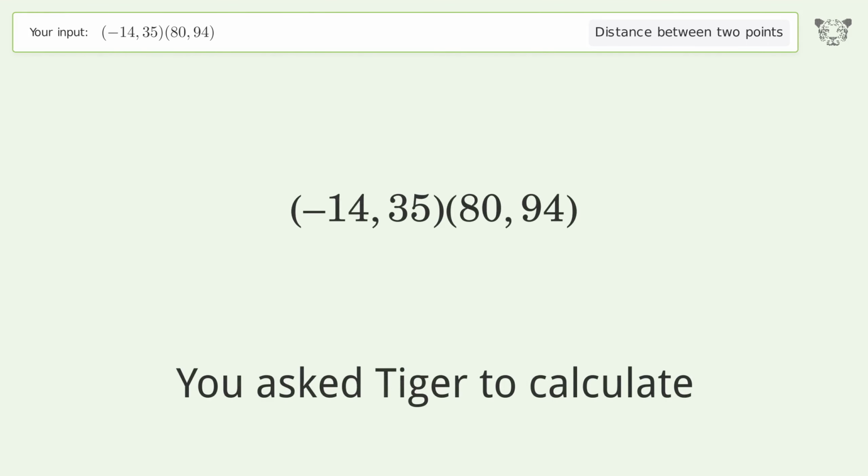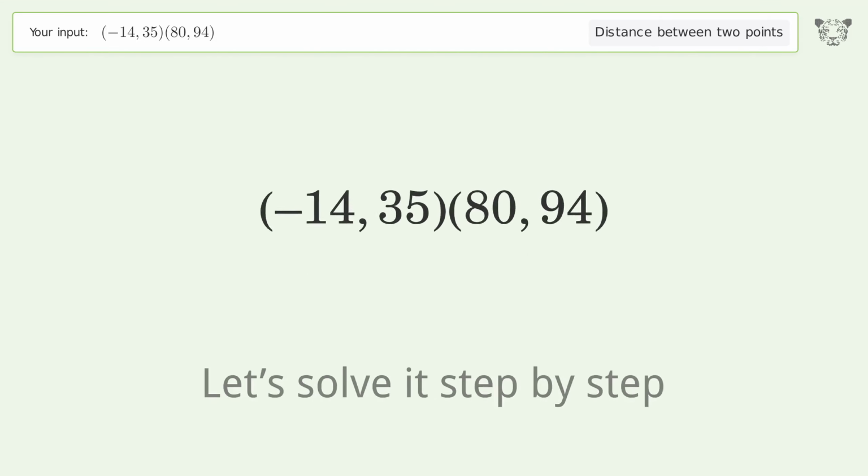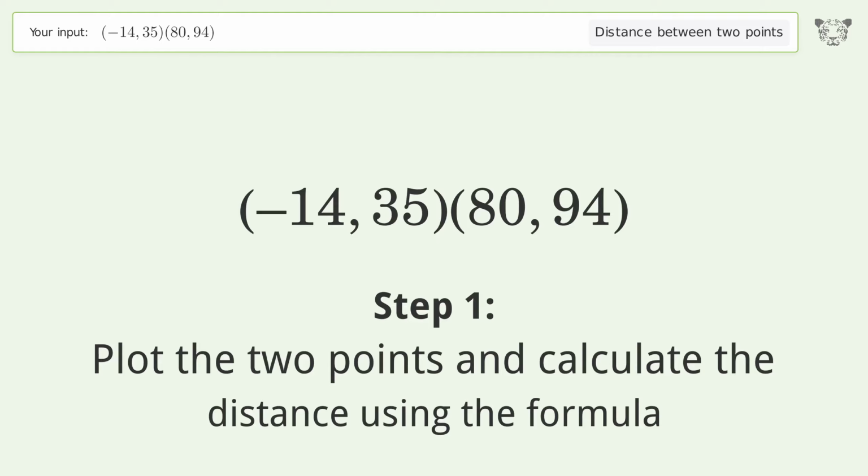You ask Tiger to calculate. This deals with the distance between 2 points. The distance between the 2 points is the square root of 12,317, or 110.982. Let's solve it step by step. Plot the 2 points and calculate the distance using the formula.